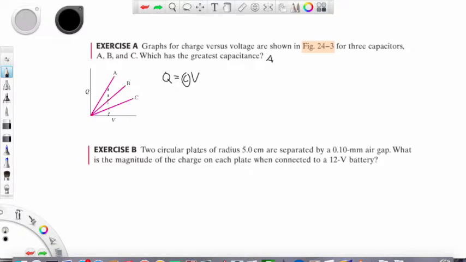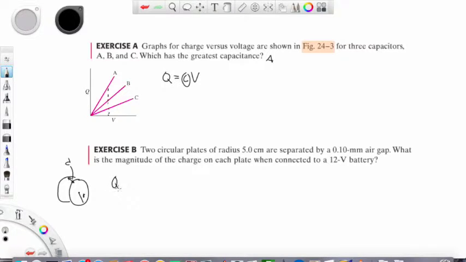In exercise B, we have two circular plates that are separated by an air gap. And we are supposed to calculate the magnitude of the charge on each plate when connected to a 12-volt battery. So this is in fact a parallel plate capacitor, where these plates are separated by a distance d, and they both have the radius r. So we want to know the Q.